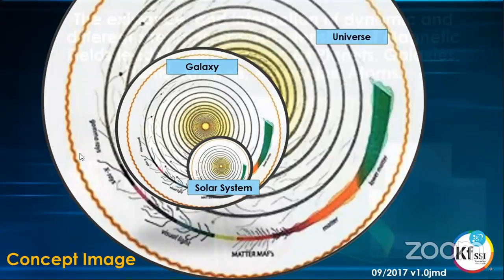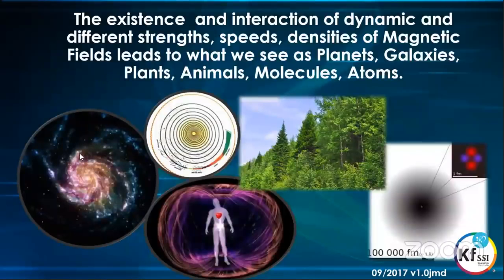And so now when we come back to the slide, it starts making a lot more sense in that the existence and interaction of dynamic and different field strengths, speeds, and densities of magnetic fields leads to what we see as our planets or galaxies, plants, animals, molecules, or atoms, because it's the same principle. It's only the scale or the strength that differs.